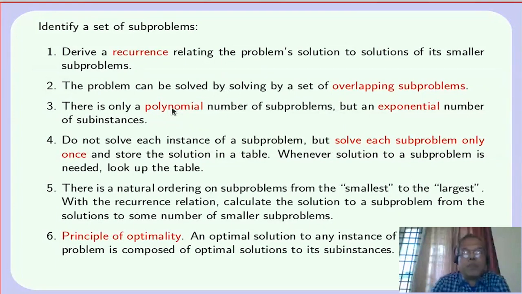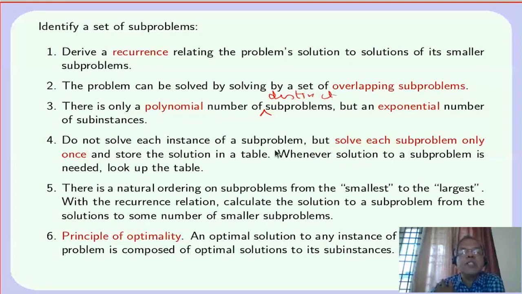Now, given an algorithmic problem, how do we apply DP? Identify a set of subproblems. These are some of the features. Derive a recurrence relating the problem solution to solutions of its smaller subproblems. Two, the problem can be solved by solving a set of overlapping subproblems. Three, there is only a polynomial number of distinct subproblems, but an exponential number of subinstances.